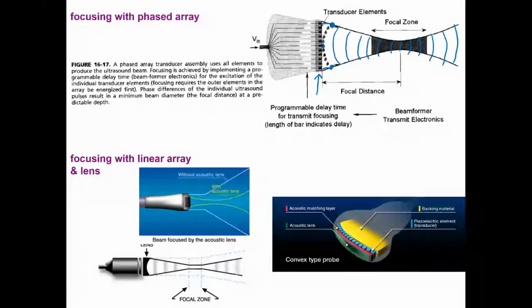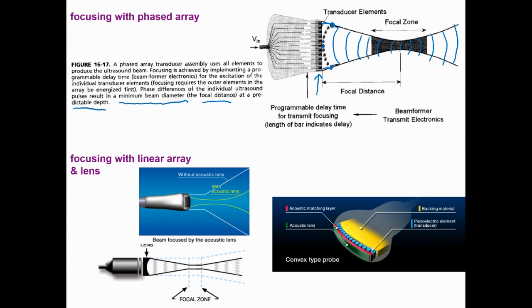That's just wave dynamics. That's how waves add up. So, as it says, the whole point of phase differences of the ultrasound elements is that it results in a minimum beam diameter, which is the focal distance, at a predictable depth. They know exactly where it is. And that's how a phased array would do it.